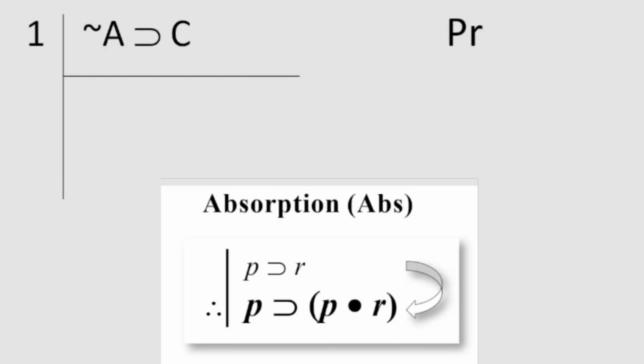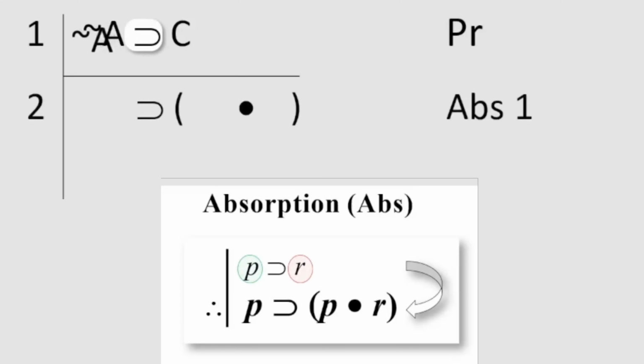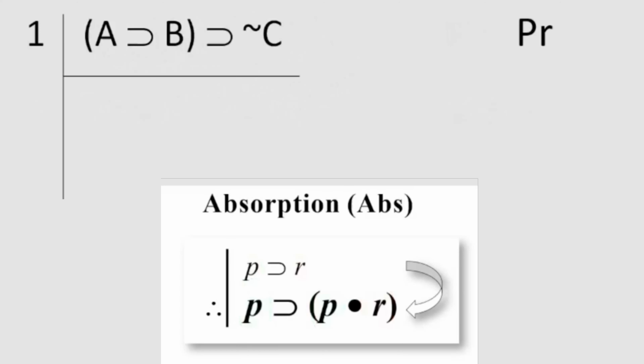To apply absorption, we must have a conditional on its own line. Here we have one. And we infer another conditional with the same antecedent, tilde A in this case, but a complex consequent. The consequent contains the conjunction of the antecedent and the consequent of the conditional from line 1.